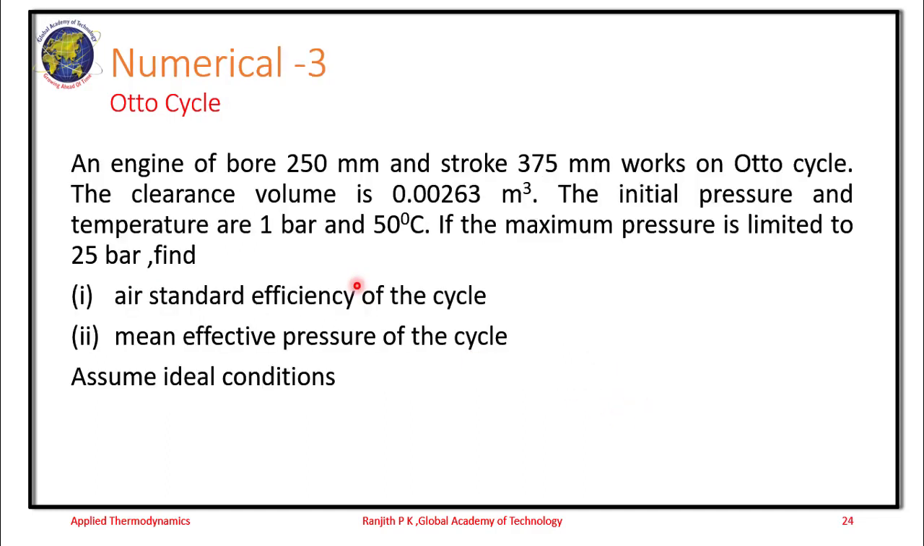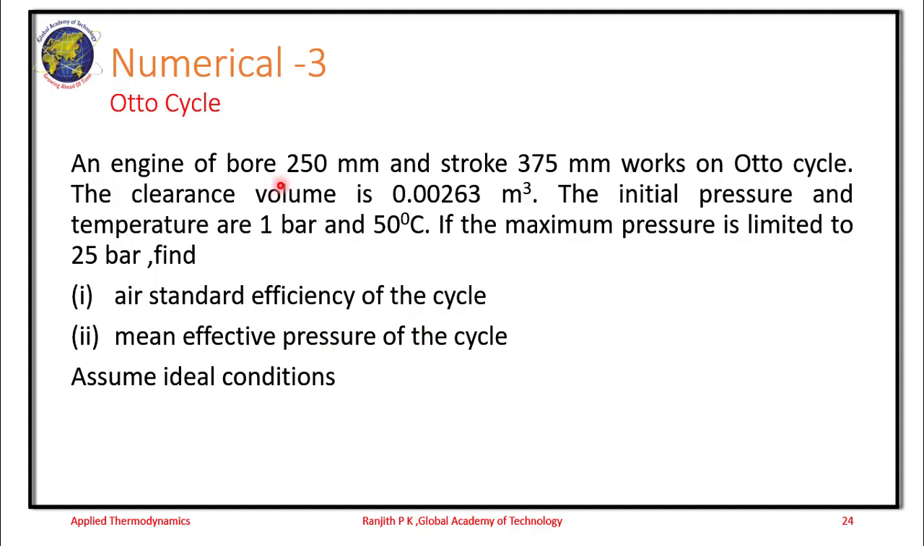The next numerical. An engine of bore 250 mm and stroke 375 mm works on Otto cycle. The clearance volume is 0.00263 meter cube. The initial pressure and temperature are 1 bar and 50 degrees Celsius. If the maximum pressure is limited to 25 bar, find the air standard efficiency of the cycle and the mean effective pressure of the cycle.